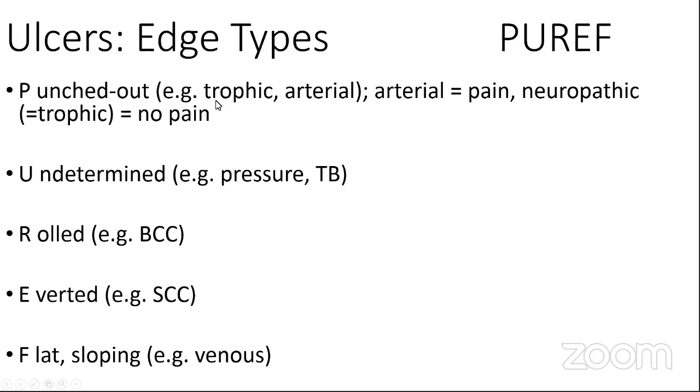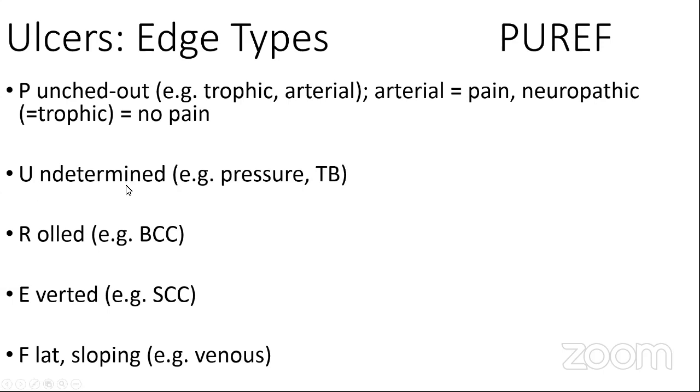Usually punched out ulcers are trophic or arterial ulcers, but in arterial there will be pain, whereas in trophic or neuropathic ulcer there won't be pain. That is the differentiating feature between a trophic or neuropathic ulcer and arterial. In arterial there is pain, in trophic or neuropathic there is no pain. So the mnemonic is PUREF, the types of edges. P is for punched out.